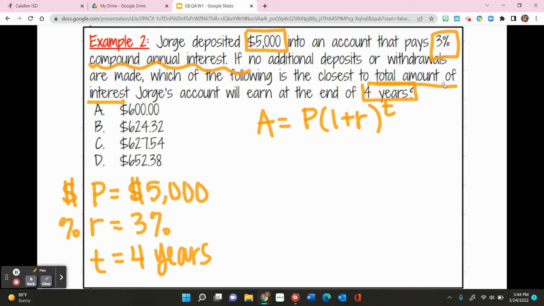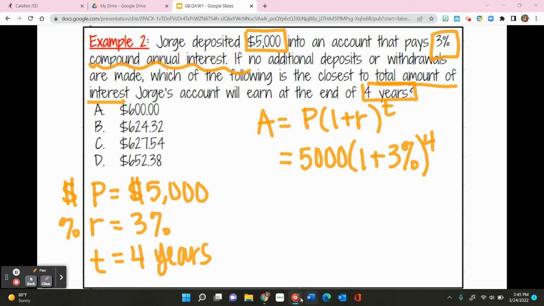So that is your original amount and the amount of interest earned. So what we're going to do, we're going to find the compound annual interest, and then to find the amount of interest earned, we're going to subtract the amount he originally deposited. So let's go ahead and plug in our information into our formula. So our account balance is going to be our principal, which is $5,000, parentheses 1 plus R, so our interest rate is 3%. Close your parentheses to the power of T, which is 4.